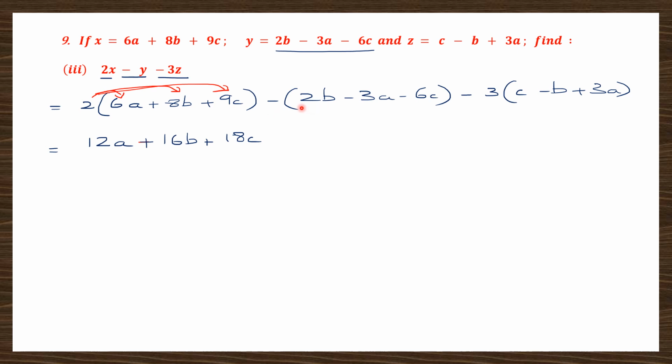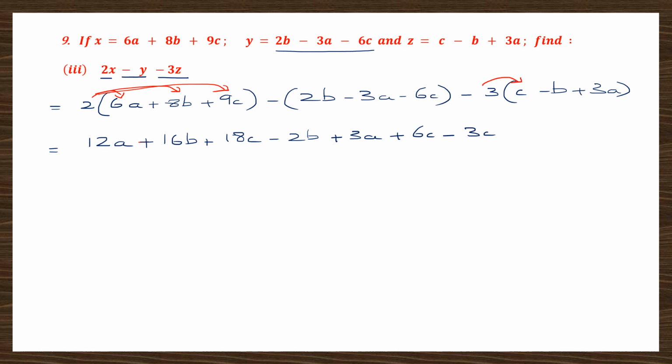So when you have a minus sign, you can open the brackets but change the sign of every term. So that becomes minus 2b plus 3a plus 6c. Now let's go on to the next one. Here we have minus 3 into each one. So we have to multiply minus 3 first into c. So the sign will be minus, 3 into c is 3c.